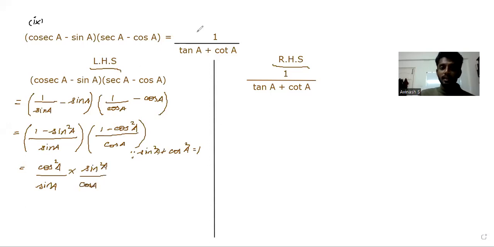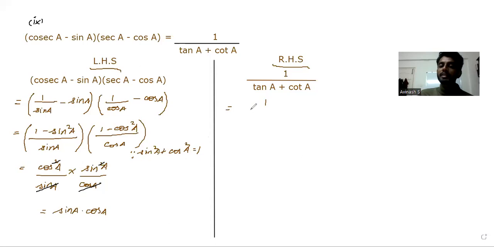Now it's very clear that one of this cos A and one cos A in this will get cancelled, and sin A and one of the sin A in this will get cancelled, leaving us with an answer which is cos A sin A or sin A cos A. So this is what we are getting. This is the most simplified thing, sin A cos A. We can't do any further, so we are just stopping it there. And now we go to the right hand side.